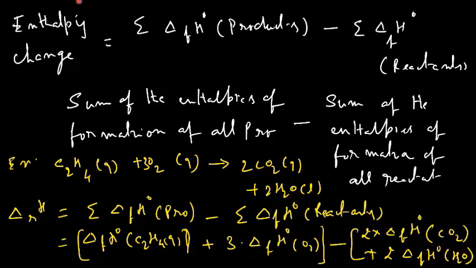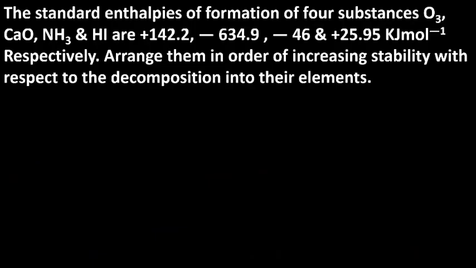of different substances. Now let us do a small problem. The standard enthalpies of formation of 4 substances, ozone, calcium oxide, ammonia and hydrogen iodide are plus 142.2, minus 634.9, minus 46 and plus 25.95 kilojoule per mole respectively. Arrange them in order of increasing stability with respect to their decomposition into elements.